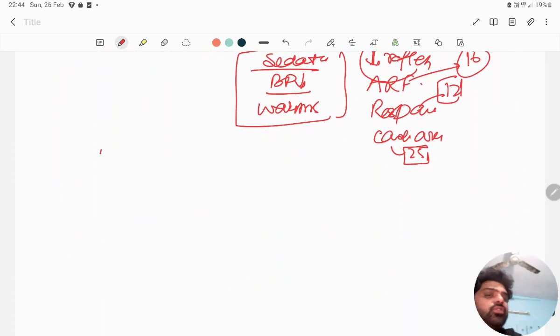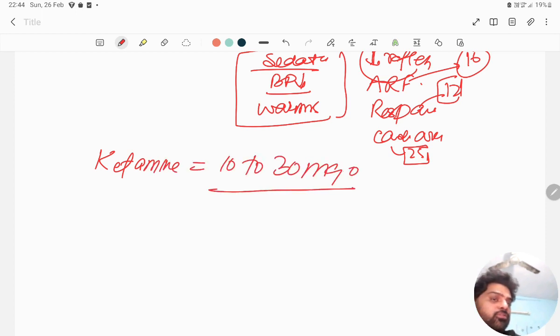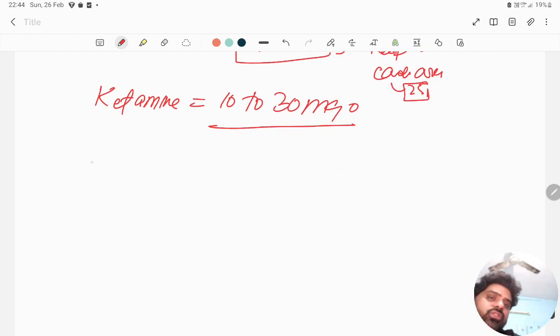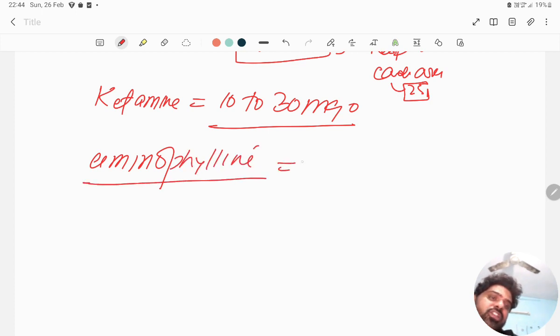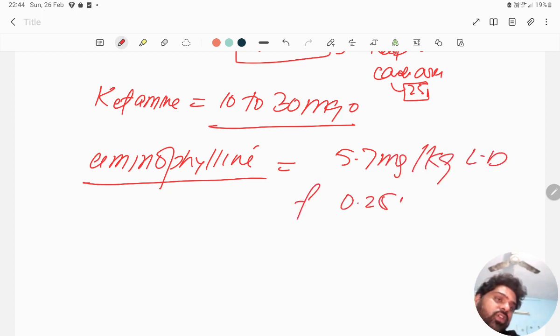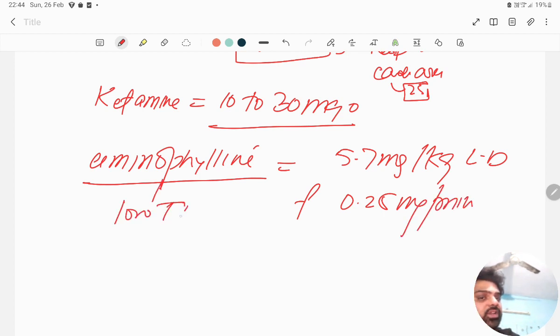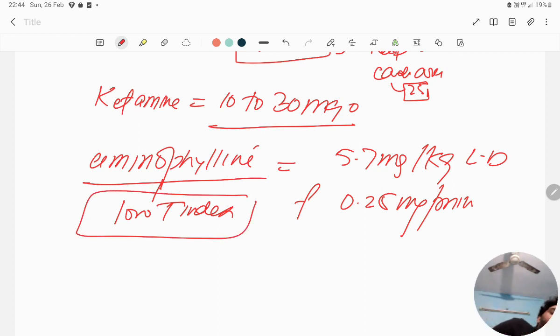Also, what you can use in bronchospasm, you can use ketamine, and the dose is 10 to 30 mg. Then you can use aminophylline. It is a methylxanthine. The dose is 5.7 mg per kg loading dose, followed by 0.25 mg per minute. It has a low therapeutic index. Therefore, it should be our last resort.